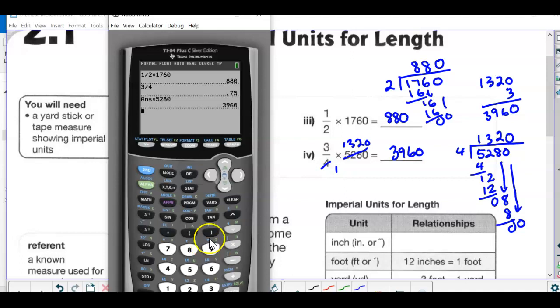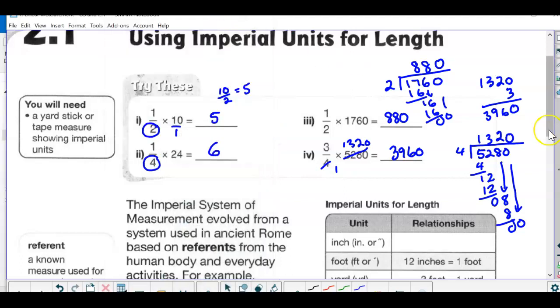Okay, if you have a calculator like this one, a graphing calculator that allows you to do fraction form, and again, it depends on the version of it. In this calculator, if I go alpha y equals, that's the fast way to get a fraction. Then I can put 3, arrow down, 4, arrow to the right, times 5,280, and get the same answer. Really doesn't matter, right? This just has the fraction form. Okay, so that's just the Try These.